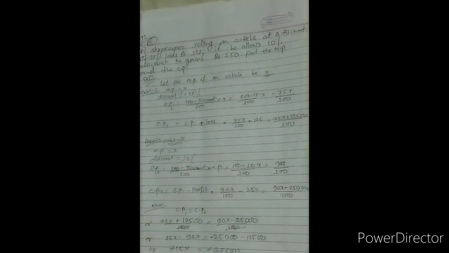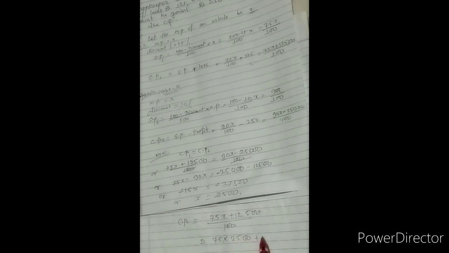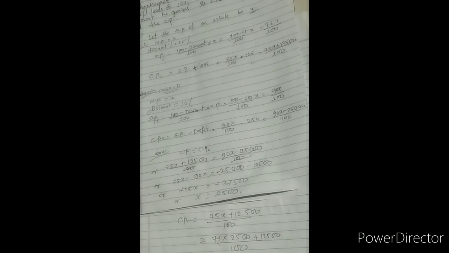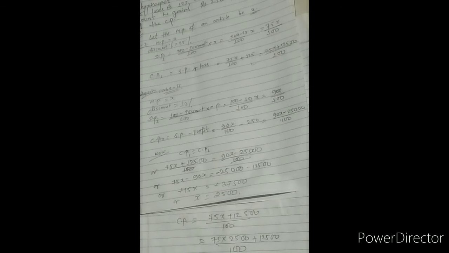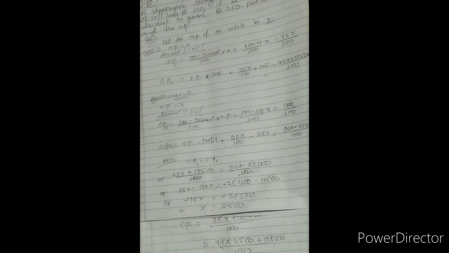Next you have to find CP. After getting the mark price you have to find CP. For that you can put that value either in the first one or in the second one. 75x plus 12,500 divided by 100. 75 into 2500 plus 12,500 divided by 100, we get 2000. So the mark price is 2500 and the cost price is 2000. Okay, thank you.